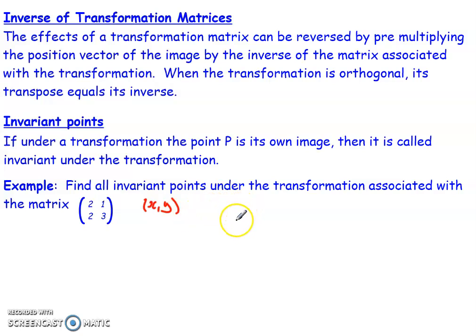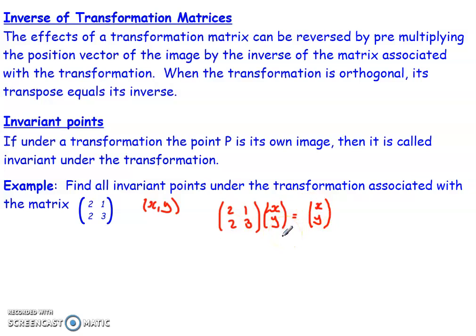Now, the whole definition of this invariant point is that if I take 2, 1, 2, 3, and do the transformation on that point x, y, what I'll end up getting is the point x, y back again. I'll end up getting the column matrix of that point. So that is the definition of it. You do something to a point, you get the same point; essentially you've done nothing to it, despite trying to act a transformation upon it.